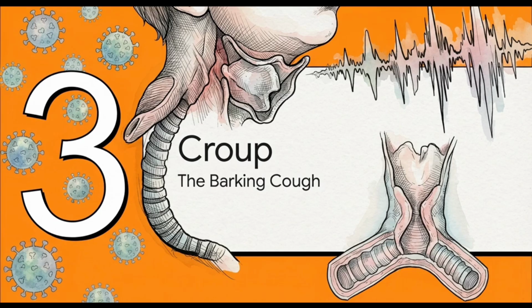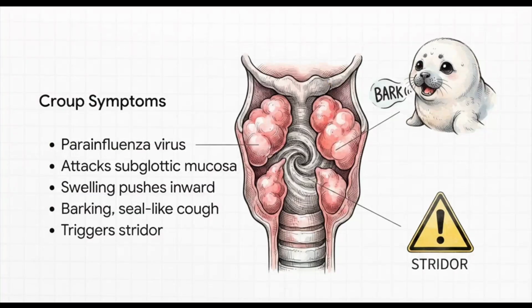Section 3. Croup, the barking cough. Let's move down and see how this builds. We're escalating the stakes now and moving our focus down into the subglottic area. This brings us to laryngotracheobronchitis, which is quite a mouthful, so it's much more commonly known as croup. Croup is famously caused by the parainfluenza virus, and it aggressively attacks the mucosa of the subglottic cavity. Now, here is exactly where our own anatomy turns against us. The outer rings of the trachea in this zone are made of rigid cartilage. They're fixed in place, so when the tissue inside gets inflamed, it literally can't expand outward. The swelling has absolutely nowhere to go but inward, which severely narrows the airway.